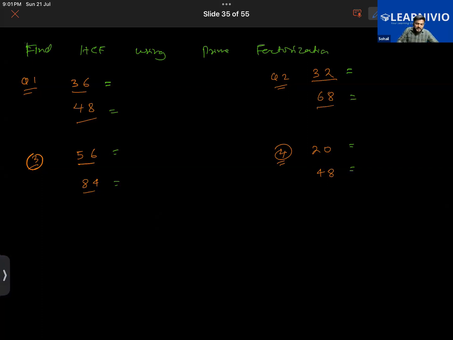Now, may, you also look at the first question. I'm solving this one. 36 can be written as 3 times 2 times 2, right? 3 twos are 6, 6 twos are 12, and 3 and 2 are both prime numbers. And 48 can be written as 2 times 2 times 2 times 3, right? And also you can check whether this is correct or not.